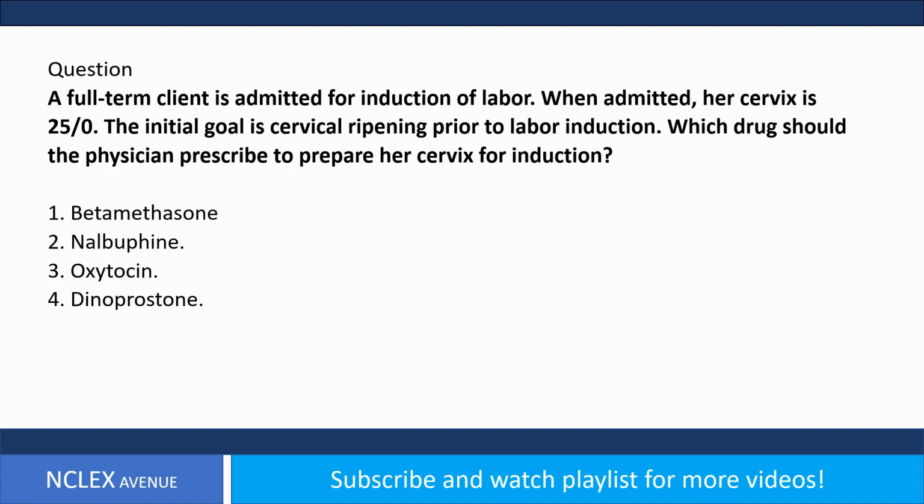Question. A full-term client is admitted for induction of labor. When admitted, her cervix is 2, 5, 0. The initial goal is cervical ripening prior to labor induction. Which drug should the physician prescribe to prepare her cervix for induction? 1. Betamethasone. 2. Nalbuphine. 3. Oxytocin. 4. Dinoprostone. Answer. Option 4 is correct.